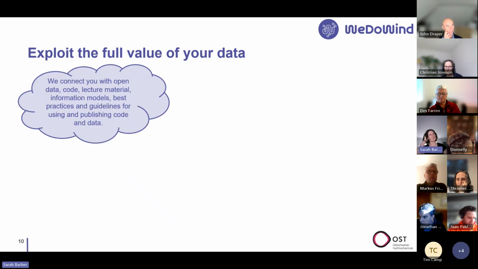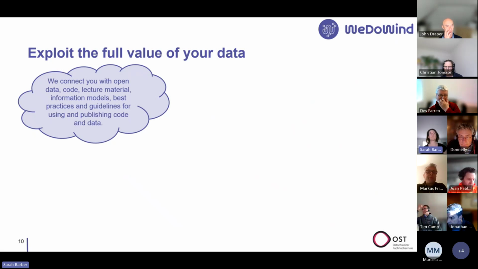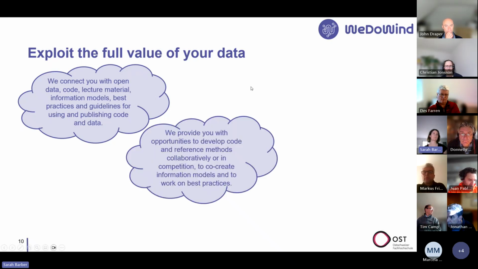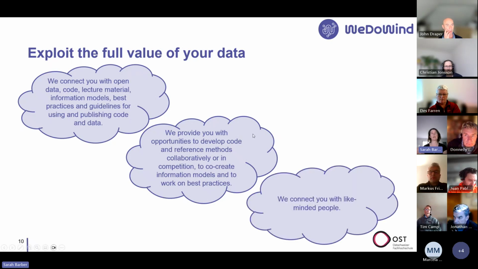So the idea of WeDoWind is to connect people with open data, code, lecture material, information models to describe the data, best practices and guidelines for using and publishing code and data, but to also provide you with opportunities to develop code and reference methods together, or even in competition, to co-create information models and to work on various different best practices. And then also people. So the idea is to connect you with like-minded people.